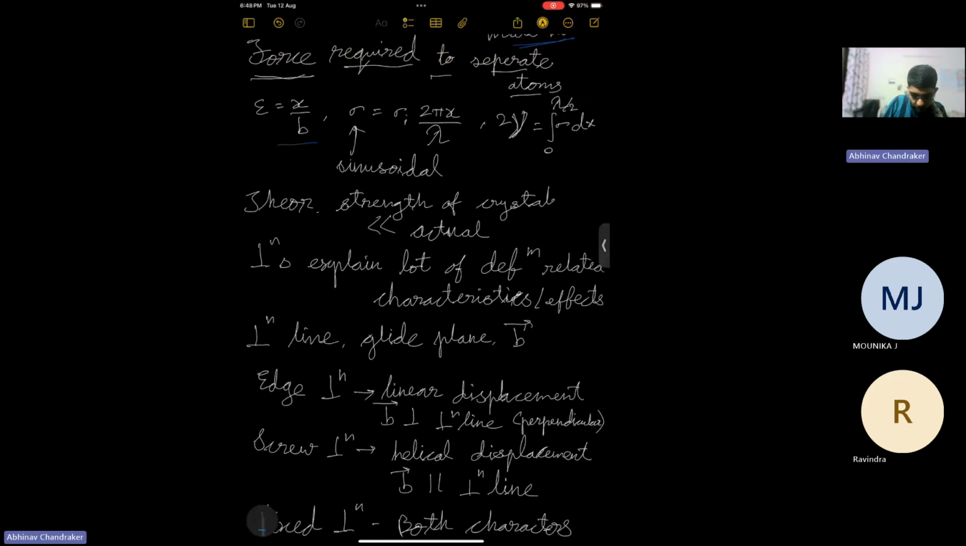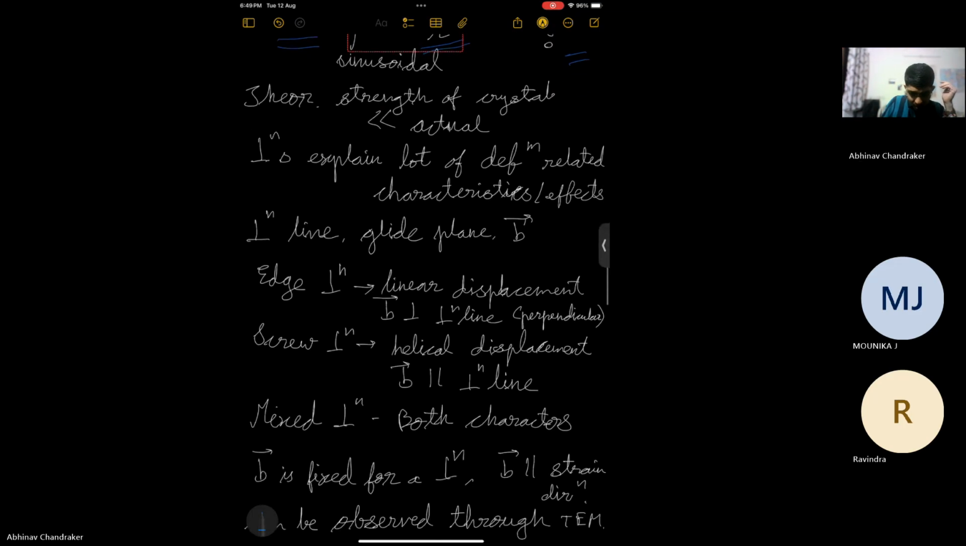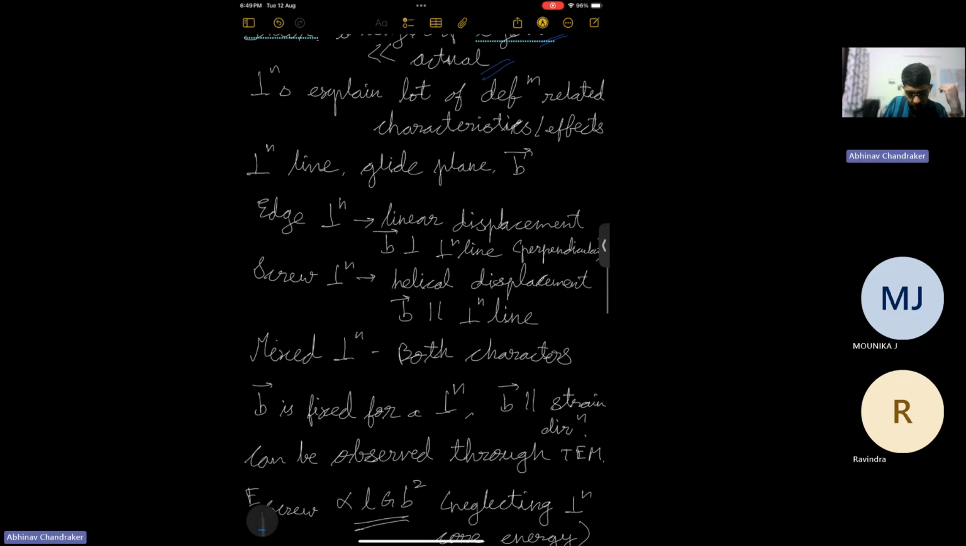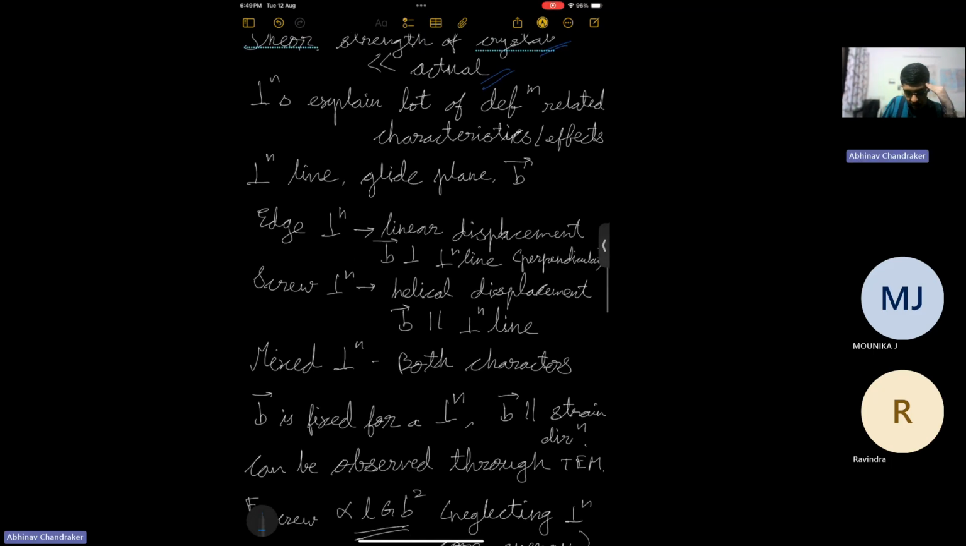We try to calculate what will be the relation between the bond strength and the energy, force required to break it. The theoretical strength of the crystal comes out to be very high, in GPa, but the actual measured value of yield stresses is in megapascals, maybe 100, 150, 500 megapascals. So, how do we explain this? This can be explained through presence of defects in the material, which can ease the deformation process.